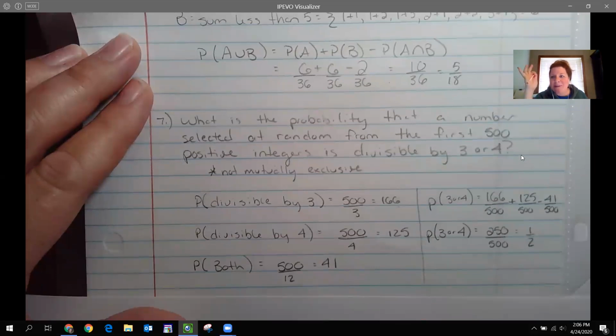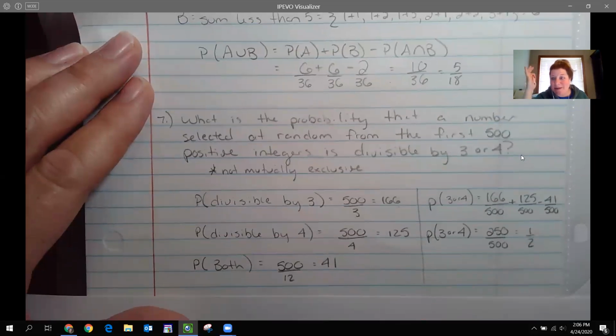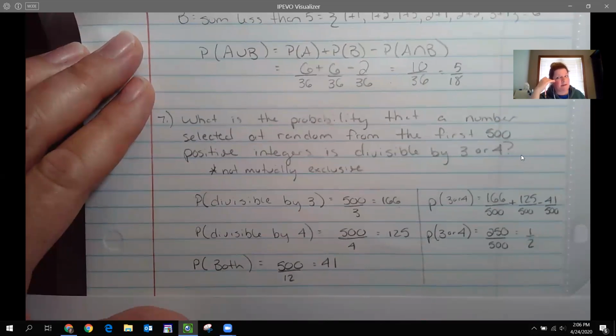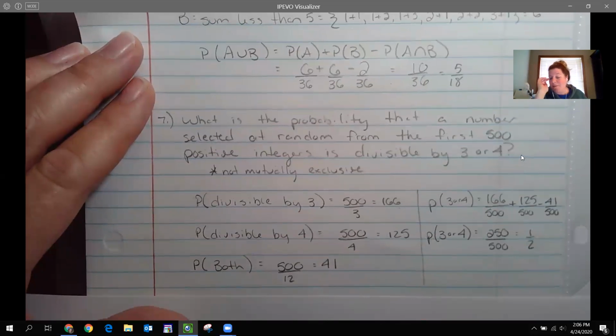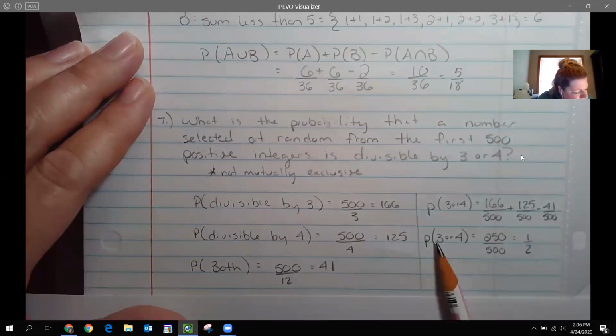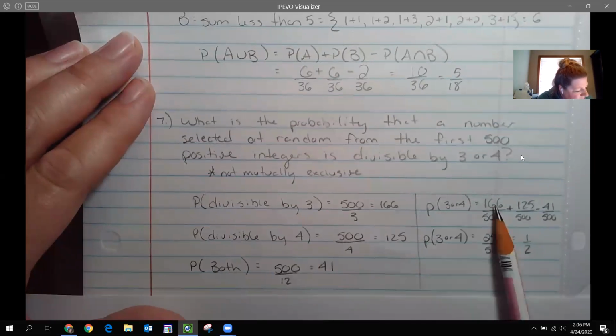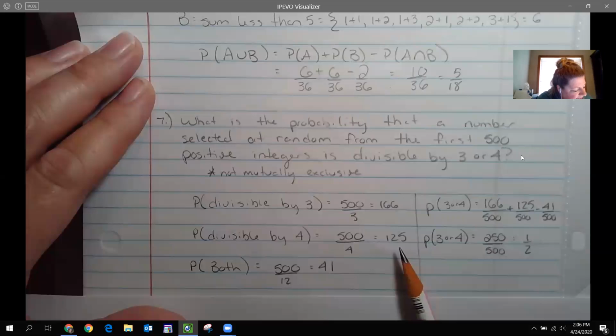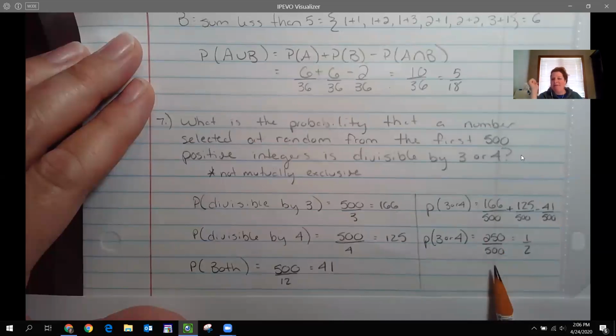So how do I get how many numbers are divisible by 3? I just divide it by 3. How many numbers are divisible by 4? I just divide it by 4. For both, I have to divide by 12. Okay, so if I wanted the probability of 3 or 4, I would take the 166 plus the 125 and subtract the 41, all over the 500. Okay, which ends up being a half.